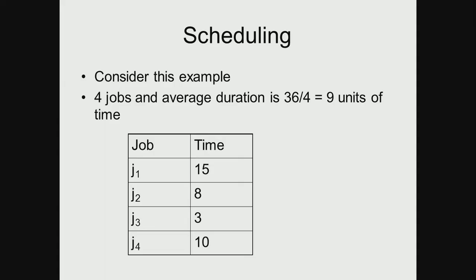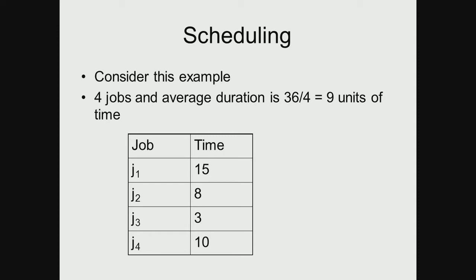Let us do a small example. There are 4 jobs. Job 1 takes 15 units of time, job 2 takes 8 units of time, job 3 takes 3 units of time, job 4 takes 10 units of time. The total duration that the machine will spend executing these jobs clearly is 15 plus 8, 23 units, plus 3, 26, plus 10, 36 units of time. Therefore, the average duration on the machine seems to be 9 units of time.